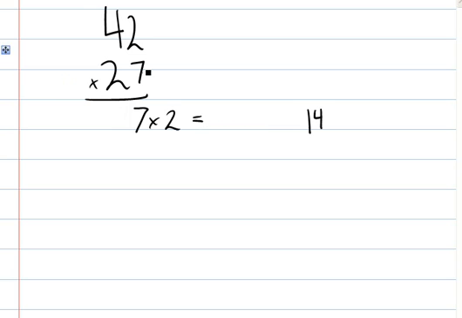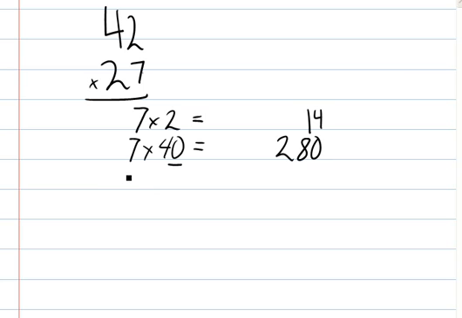So the next step is to do 7 on the bottom times 4 on the top again. But it's not really a 4. It's actually a 40, because that's 4 tens. So I know that 7 times 4 is 28. And with a 0 on the end, that's 280, because that's 10 times as much when you have the 0 on the end.